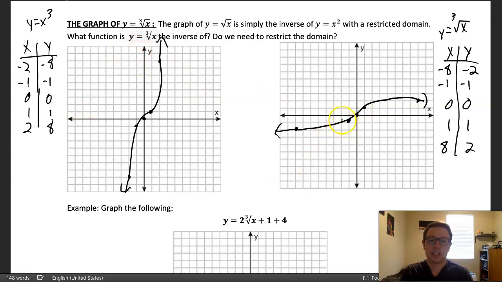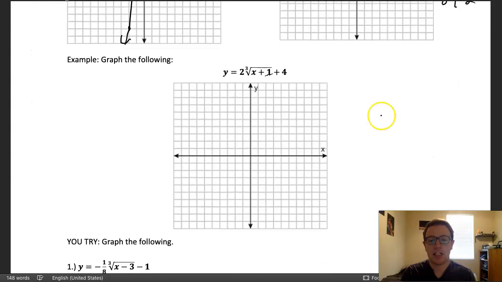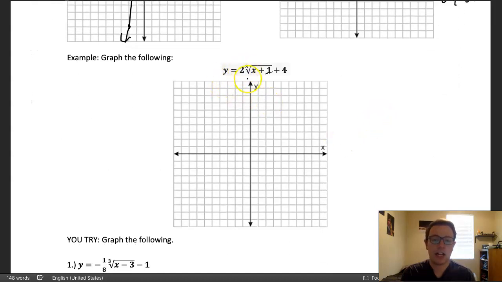These are the values we're going to use for transformations. So we have this little table of values, negative 8, negative 2, negative 1, and so on. We're going to transform those if we have to stretch, and we're going to move this function. So let's see an example of this. Now we have 2 cubed root of x plus 1 plus 4. What do we know about this function? The 2 tells us we're stretching by 2.